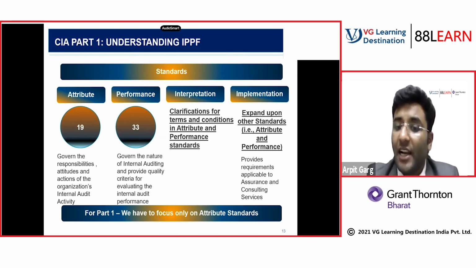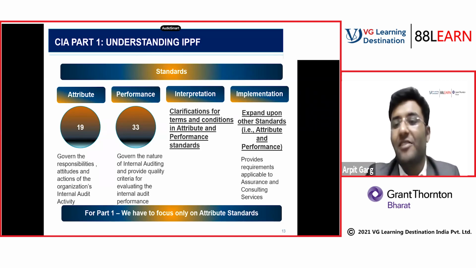Basically, implementation standards provide requirements that are applicable to assurance and consulting services. So when we are performing any audit, implementation standards basically say how it needs to be done. Okay. So I hope now we are clear. We have a total of 4 types of standards: attribute standards, performance standards, interpretation standards, and implementation standards.